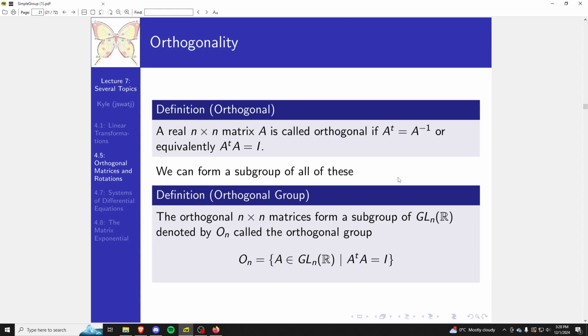And so we define orthogonality: a matrix is orthogonal if its transpose is equal to its inverse, or that the matrix itself times its transpose is the identity matrix. You can form a subgroup of all of these called O of n, or just the orthogonal group, which is defined here.